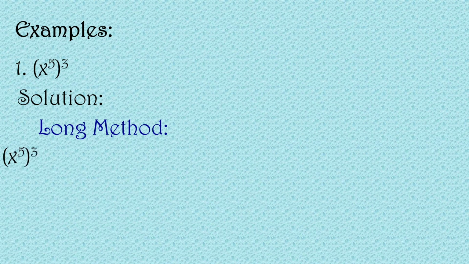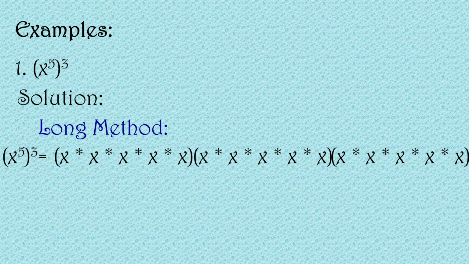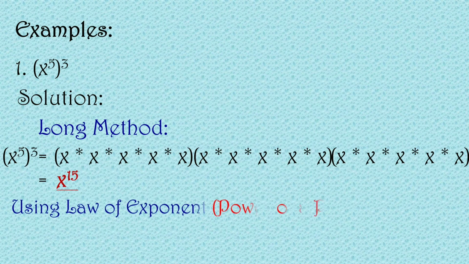So, examples. So, number 1. Quantity x raised to 5 raised to 3. So, pagka nag-long method tayo, expand natin yan. So, ibig sabihin, tatlong beses nating i-multiply si x raised to 5. So, ganito siya. So, medyo mahaba. So, bilangin natin yung x dyan. So, ang x natin dyan ay 15. So, magiging x raised to 15. Pag in-expand.